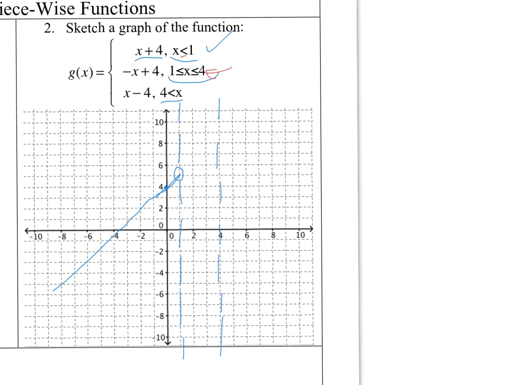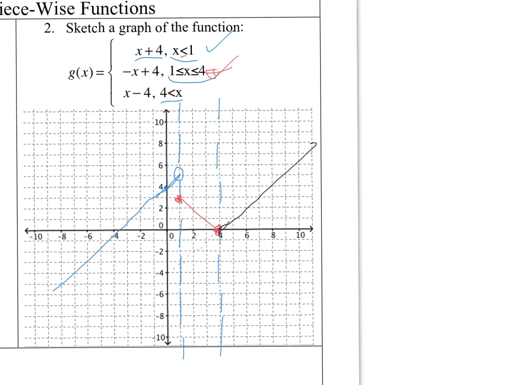Second one, negative x plus 4. So I'm starting here, but my graph doesn't show up until I get to my boundary. Both sides of this are closed circles, and that would be a value for this. Okay, and finally x minus 4. Okay, I'll do this one in black. So we're starting at negative 4 and going up 1 and going up 1, and finally we get to the part where my graph shows up, and it happens to overlap with our second segment.